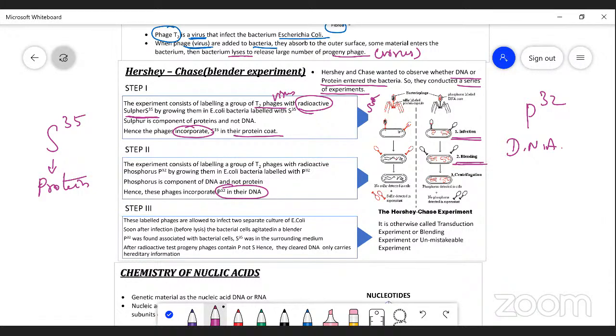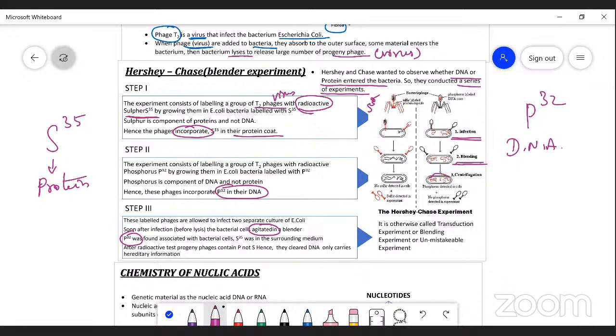Okay, these labeled phages are allowed to infect two separate E. coli. Soon after the infection, before lysing, meaning before death, the bacterial cells are agitated. The key word is agitation. They are shaking it, that means agitation in a blender. P32 was associated with the bacterial cells. P32 is present inside the bacterial cells, and S35 is present outside of the bacterial cells.